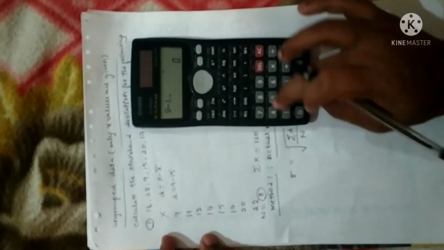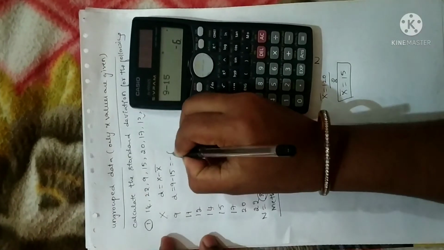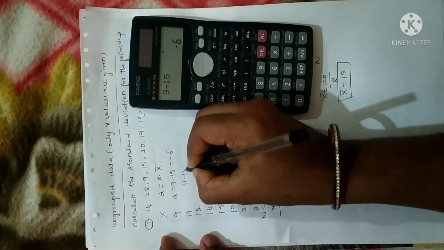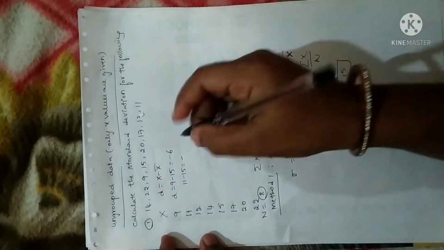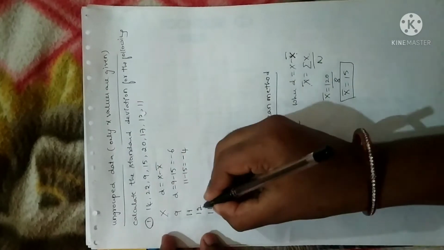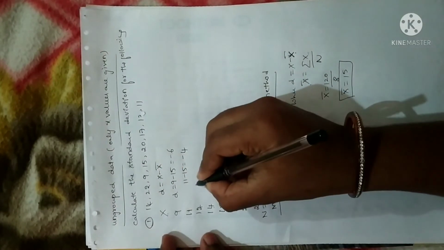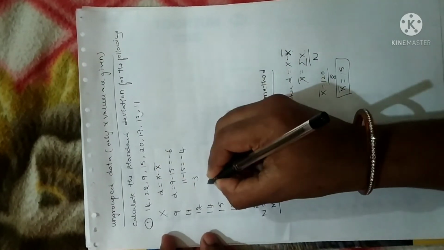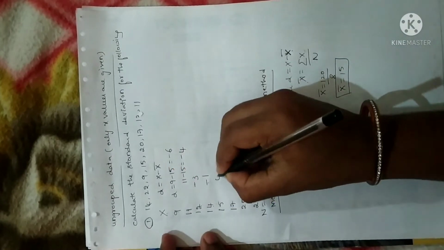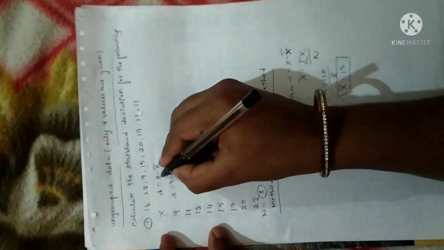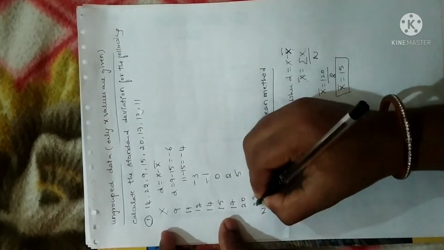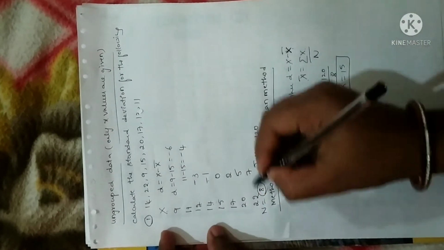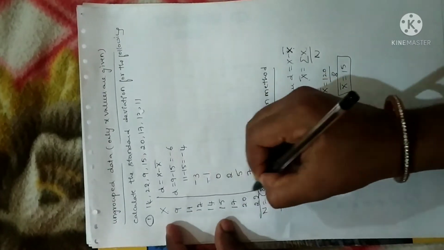So let me do here. 9 minus 15 is minus 6. Similarly, you have to do 11 minus 15. The sign is also very important. You have to take care of the sign. So you will get minus 4 here. Similarly, 12 minus 15 is minus 3, 14 minus 15 is minus 1, 15 minus 15 is 0, 17 minus 15 is 2, 20 minus 15 is 5, 22 minus 15 is 7. So I have calculated D value.